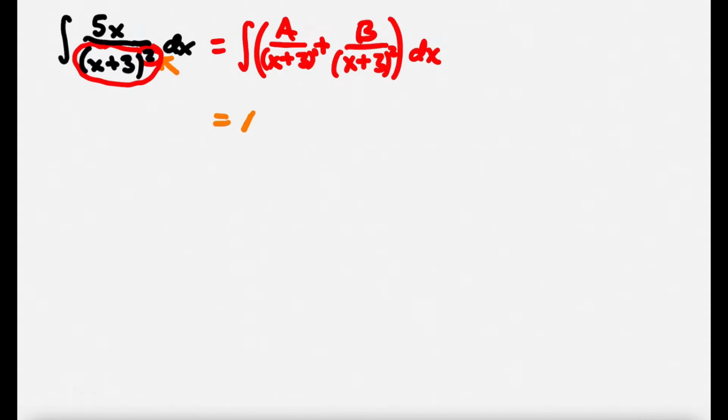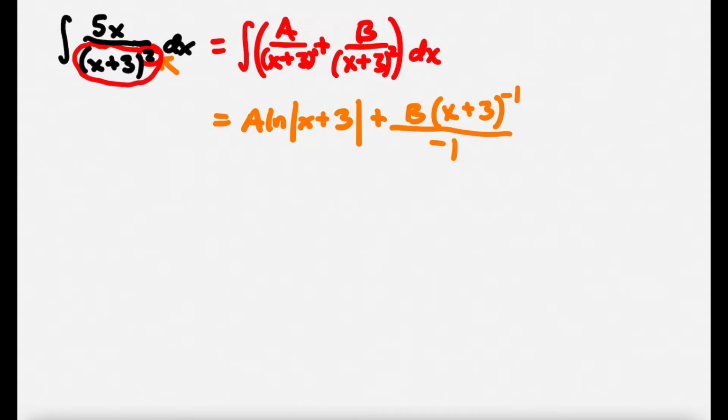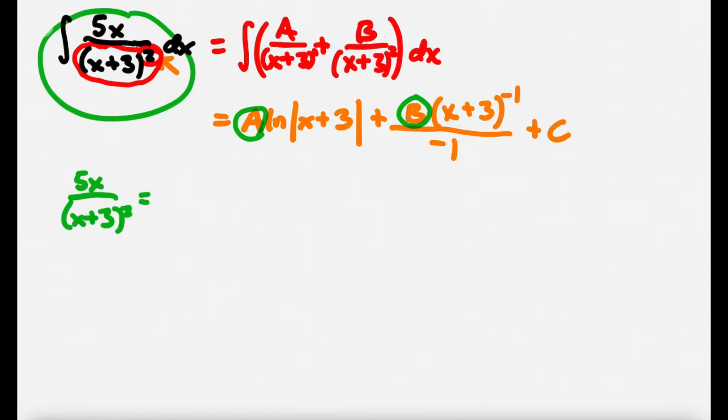All right, so we're going to simplify this here, and it's going to be a times ln of the absolute value of x plus 3 plus b. Now this is going to be x plus 3 to the negative 2 power, so you have to add 1 to that power. So it's going to be negative 1, and then divide by whatever that power is. You end up with something like that. But we do need to figure out what a and b are because we have to solve for them here and here. So to do that, we're going to set up our equivalent statement for this fraction that we were breaking down using partial fraction decomposition.